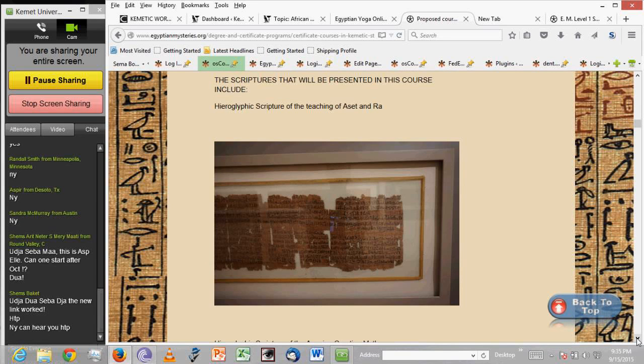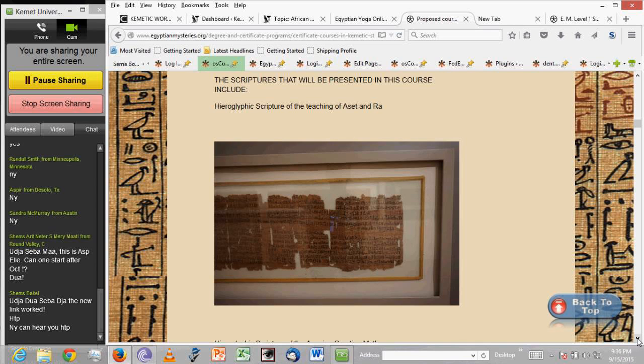But anyway, then I went to the north part of Italy to a city called Turin, where you have the Turin Museum. And this is the preserved version of the teaching of the temple of Aset, the myth of Aset and Ra. And this is going to be the main scripture that we're going to be dealing with.